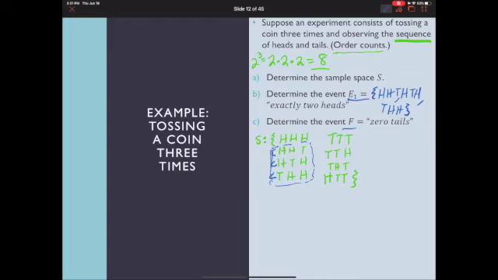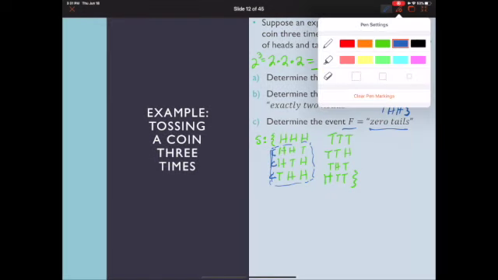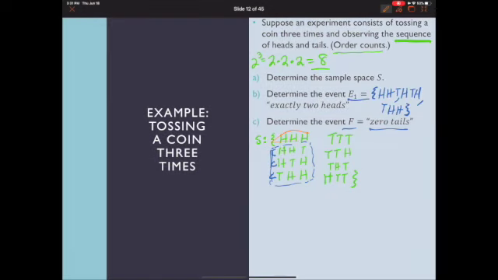Next, if I have event F that's 0 tails, which of these elements has 0 tails? Well, there's only one. I'll write it in orange. So I have F equals heads, heads, heads. So I just wanted you guys to notice that an event can have one outcome or multiple outcomes. It kind of depends on how the event is defined.